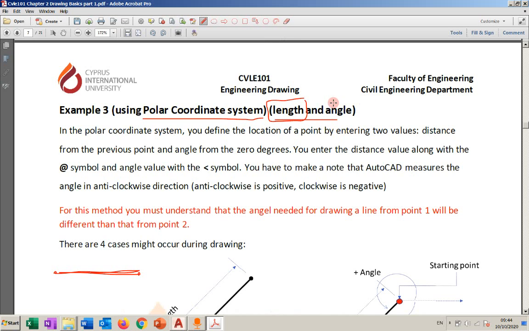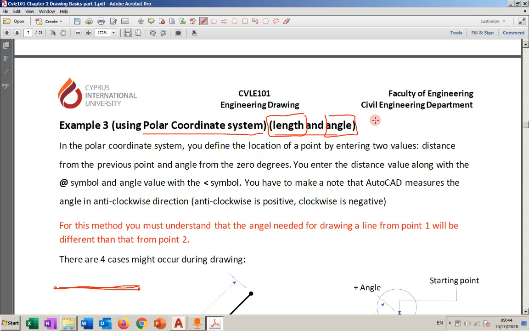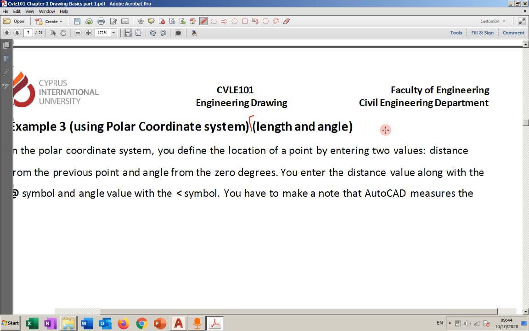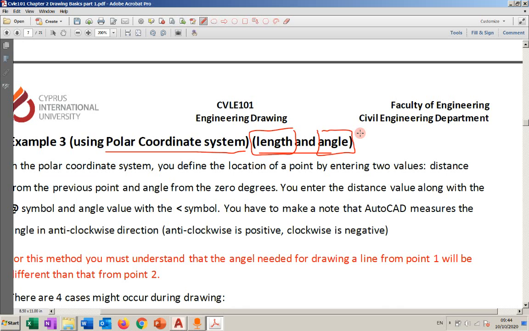Now, however, angle is somehow a bit confusing for students. Angle is a bit confusing. Now, generally, we have two types of angle. I mean, in terms of direction, we have clockwise, and we have counterclockwise, or we call them anti-clockwise. Clockwise, anti-clockwise, or clockwise, counterclockwise.